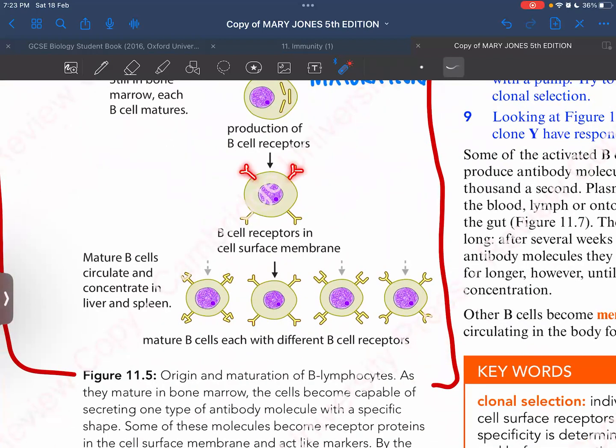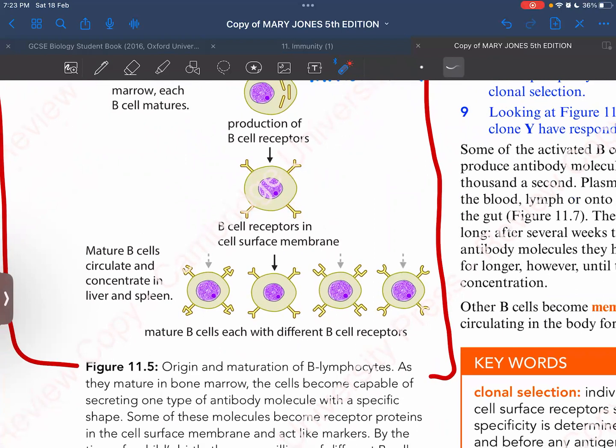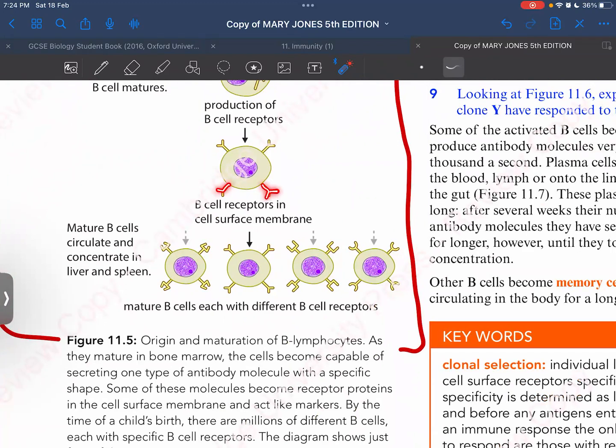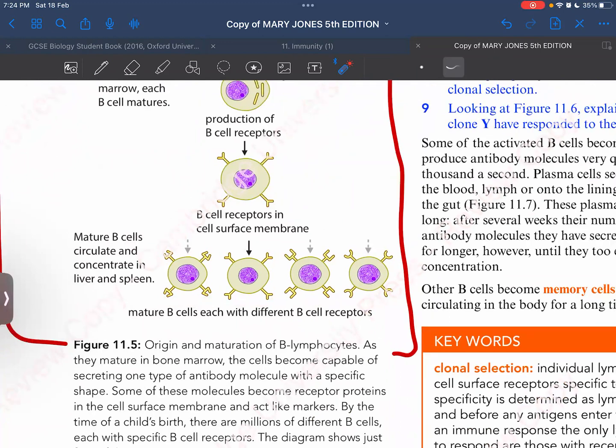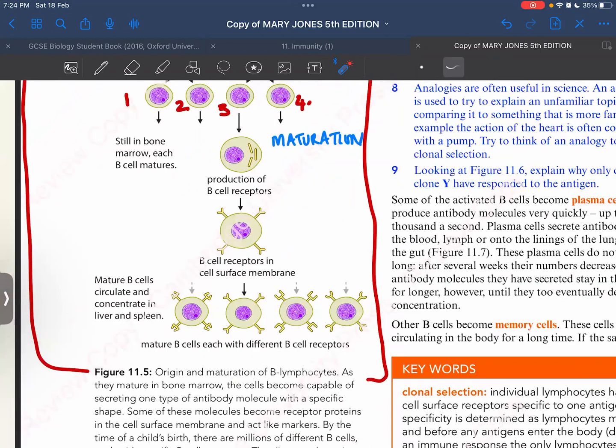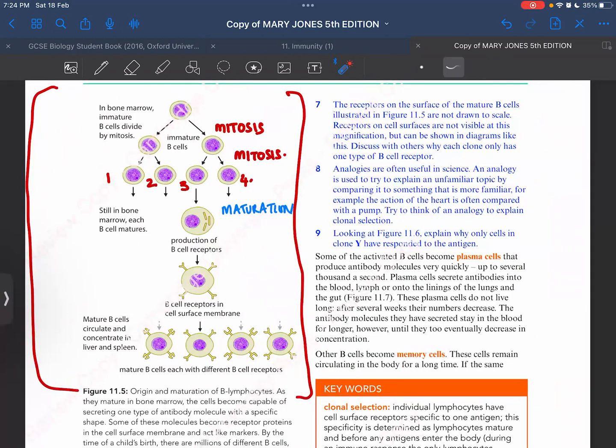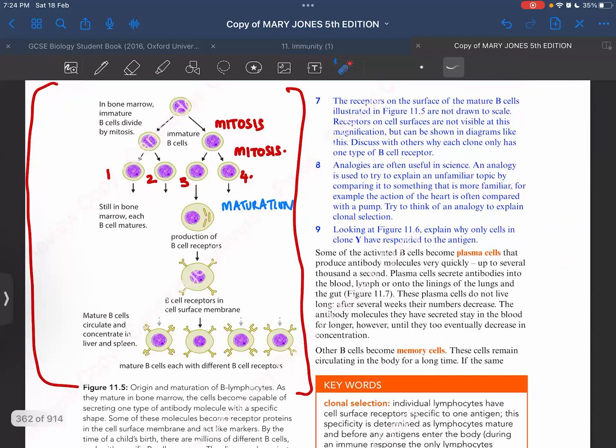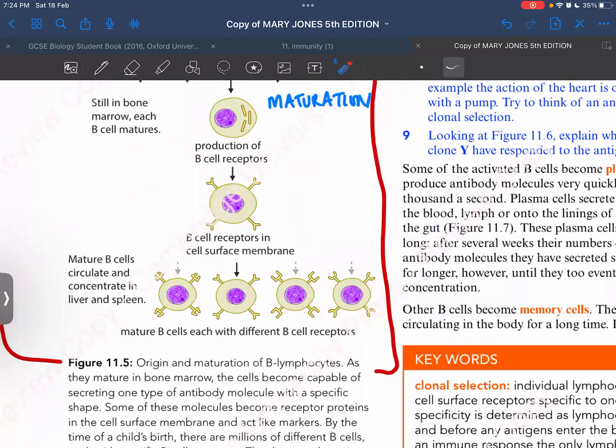We can see the receptors which are found on the surface of the B cells, and we can also see that the shape of these receptors is very similar to the antibodies that these B cells will eventually have to make later on. So this means that the main change that happens as far as the maturation of the B cells is concerned is the development of the B cell receptors on the cell surface membrane.